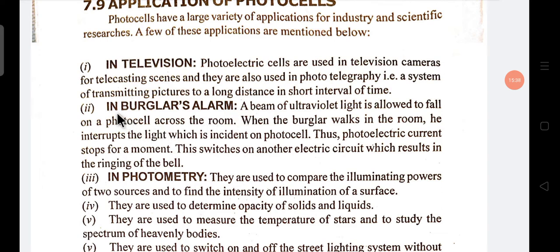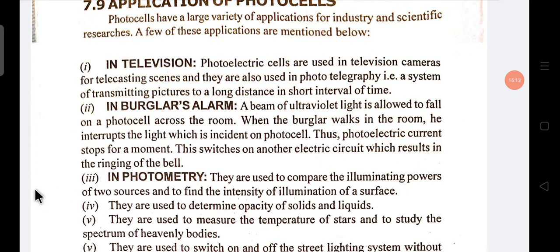And the next application is in the burglar alarm. A beam of ultraviolet light is allowed to fall on a photocell across the room. When the burglar walks into the room, the light incident on the photocell is interrupted, and the photoelectric current stops for the moment. This switches on another electric circuit, which results in the ringing of the bell.